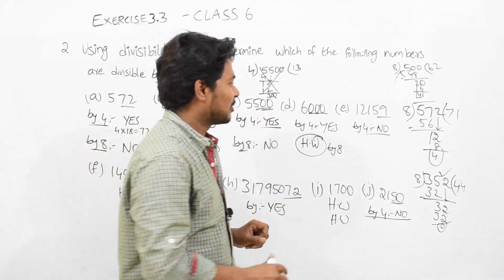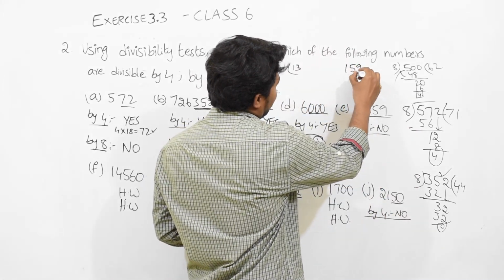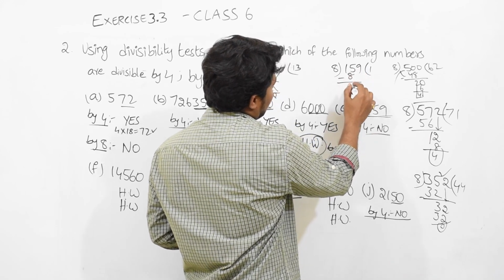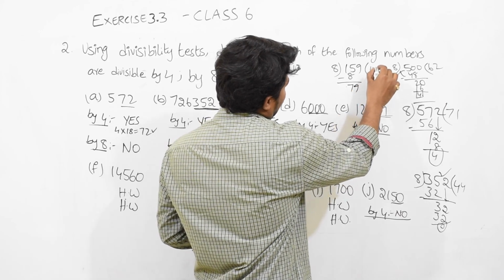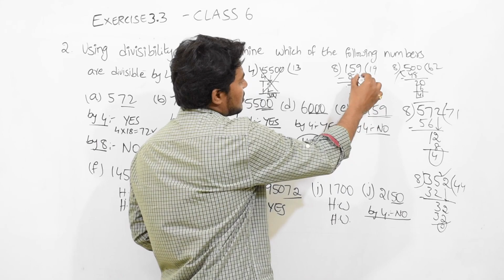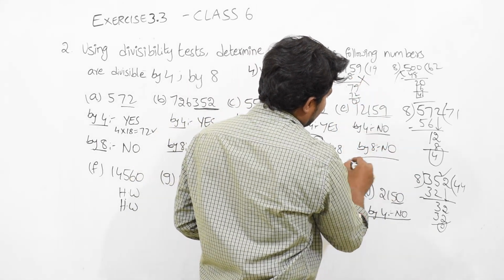You must do. Okay. Now 159. 159 we try to divide by 8. 1 8 is 8. You do minus. It will be 7. 79. 9 8s are 72. Remainder will be 7, which is not divisible. So by 8 it is no.